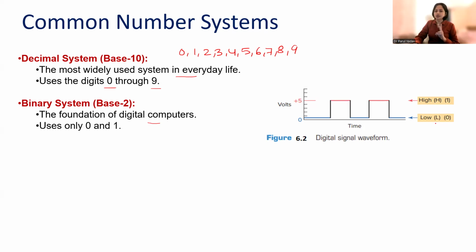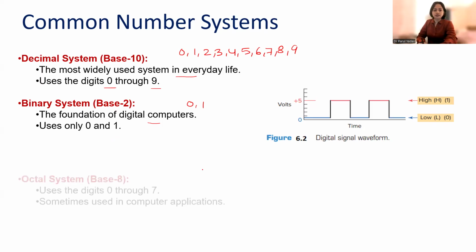It takes only 2 digits, 0 or 1. So this system is known as binary system, which is called base 2. It means it will use only 2 digits, right? So it will be 0 or 1. So it uses digits, or you can say symbols, 0 and 1.